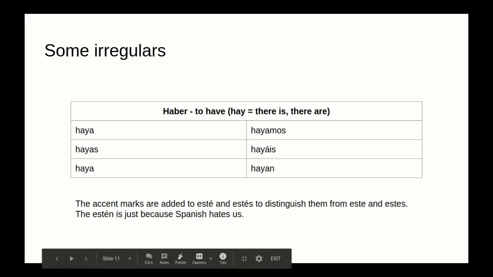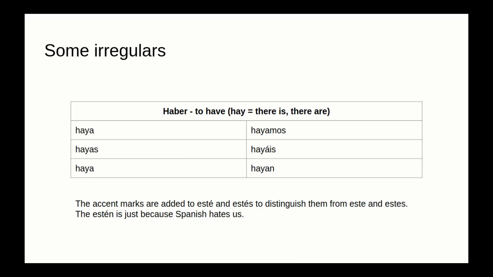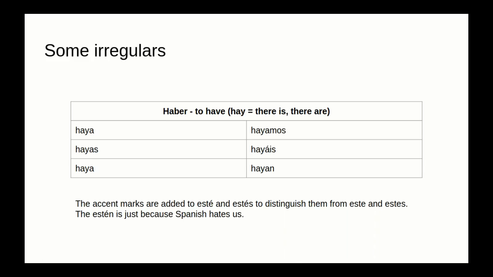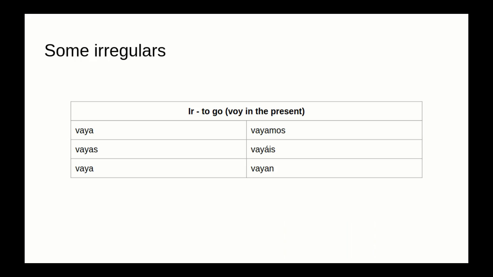Haber, to have. Well, haber in the present tense becomes hay, there is or there are. And so, haya, hayas, haya, hayamos, hayáis, and hayan in the subjunctive, it's just plain irregular. Ir, to go. In the present tense, it is voy. Well, again, we can't drop just the o, so we're going to drop the oy. And then it's an IR verb. We're going to use our AR endings. And notice what we end up with: vaya, vayas, vaya, vayamos, vayáis, and vayan.